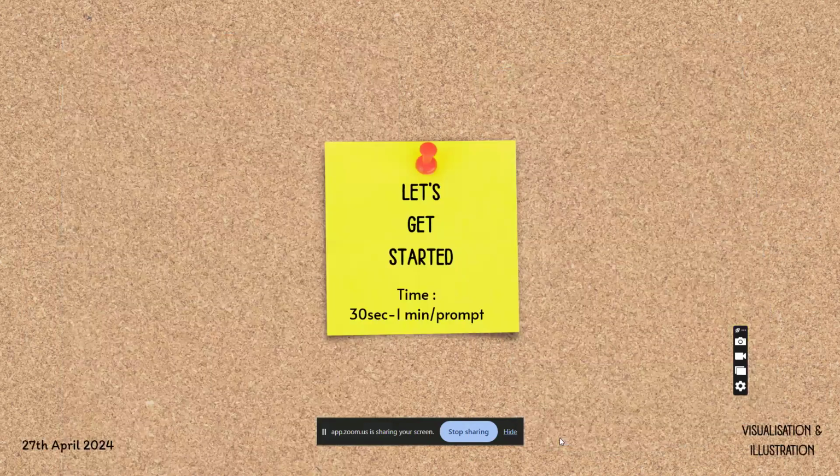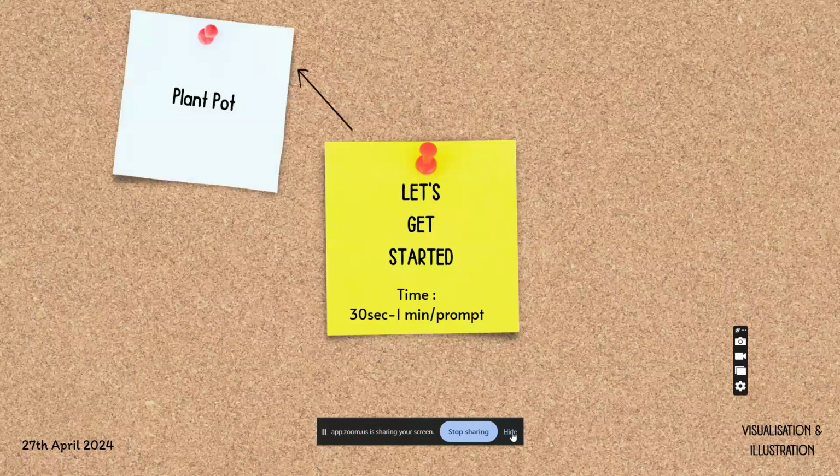At the start, we shall do one exercise. I will give a prompt or a word on which you have to draw or illustrate that object within 30 seconds, or at most 1 minute. So the first prompt is plant pot.